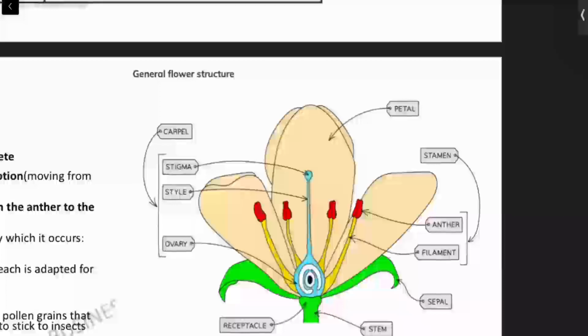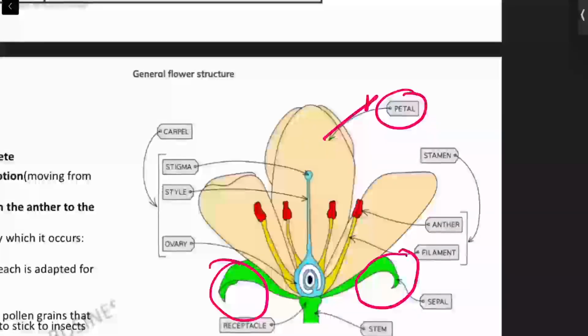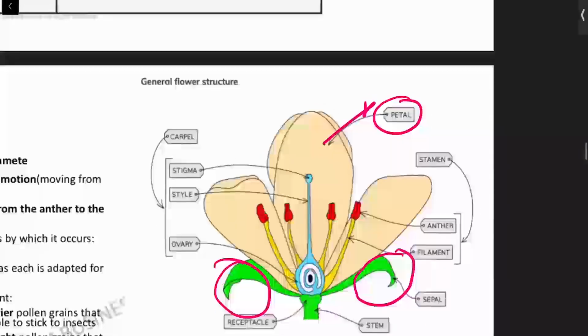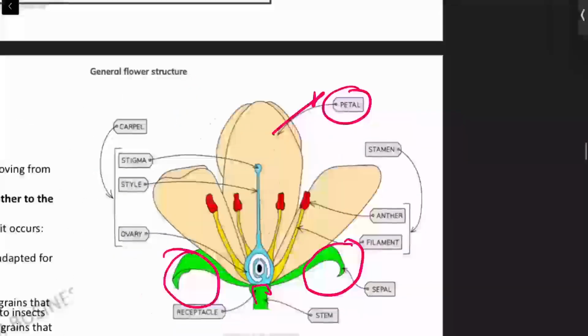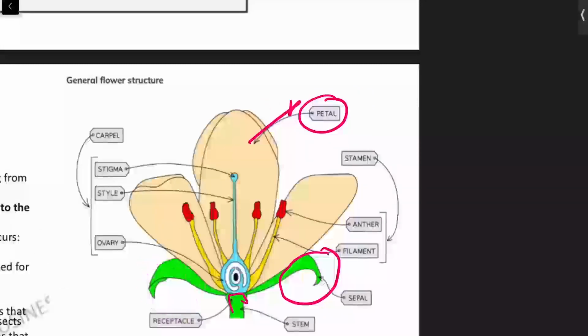Okay, so when you take a flower, you have these large colorful structures known as petals, and you have these structures right here at the bottom that are sepals. Basically, the sepals, before the flower blooms, protect the flower, right? You have the receptacle, which is below right there. And then you have the male and the female sex organs of the flower. So the flower usually contains male sex organs and female sex organs.